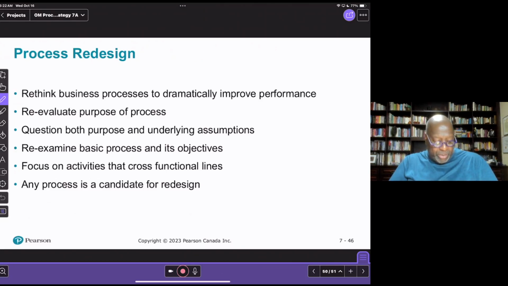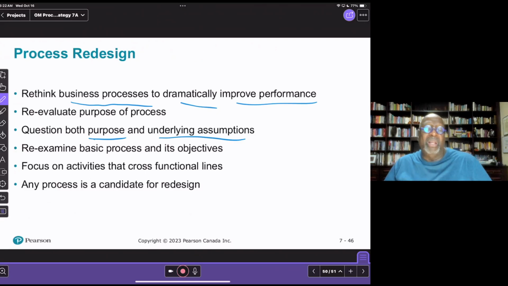So rethink your business processes to dramatically improve their performance. Reevaluate the purpose of that process. Why is it that you need this particular process, and are there alternatives? Question both the purpose and the assumptions, because often we've designed processes at a point in time where the kind of technology that was available was limited, all right? And so we design all the assumptions that we made about our customers and their needs and their preferences was at a given point in time.